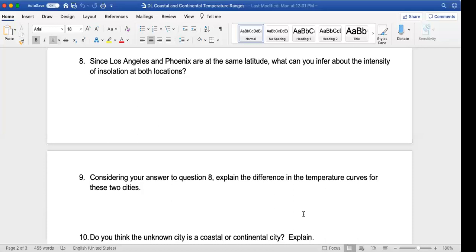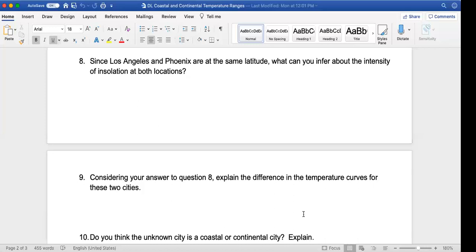Because if you're at the same latitude, you're going to have the same hours of daylight and the same angle of sunlight. So it's going to keep the intensity the same. So what you're getting from the sun at those latitudes is going to be the same. So for number 9, you'll notice in your graph that Los Angeles and Phoenix have very different climates. The reason why is even though they're getting the same intensity of insolation, Los Angeles is coastal and Phoenix is landlocked.